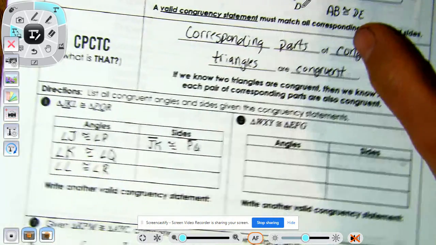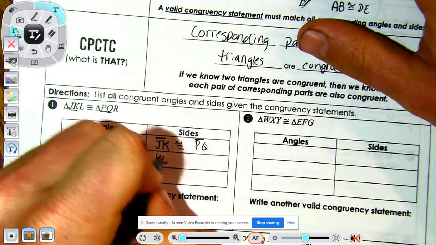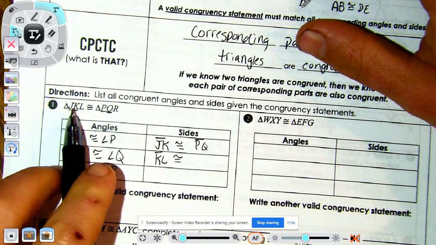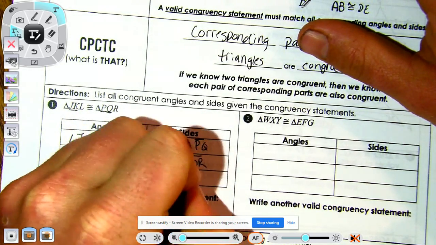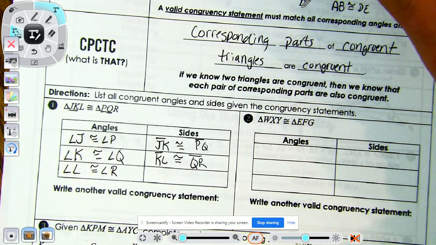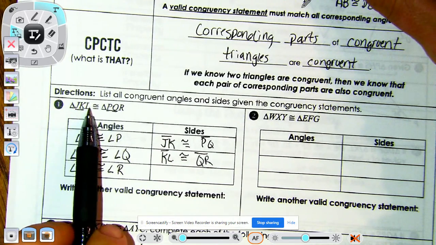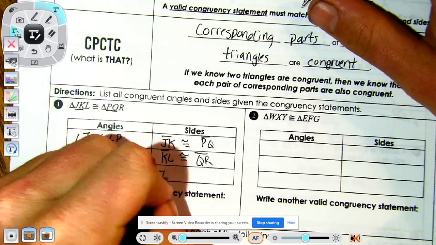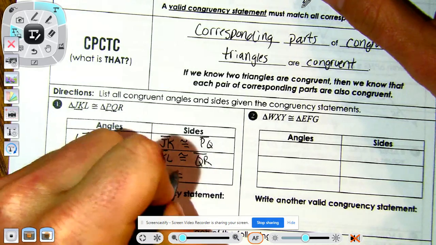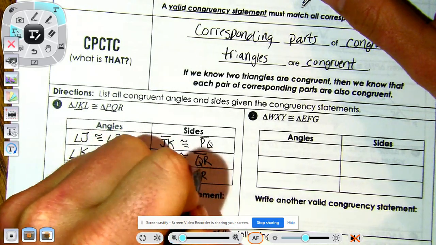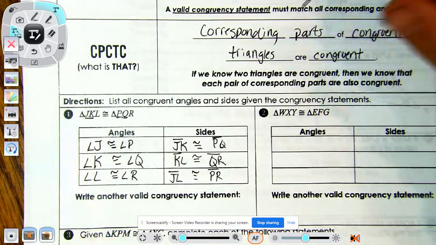Another side I could do would be KL. What would KL be congruent to? Looking at the statement, KL is the last two letters. It would be congruent to QR. And then the last one's usually your first and last letter. And JL is going to be congruent to PR. So all this information we got came strictly off of our congruency statement over here.